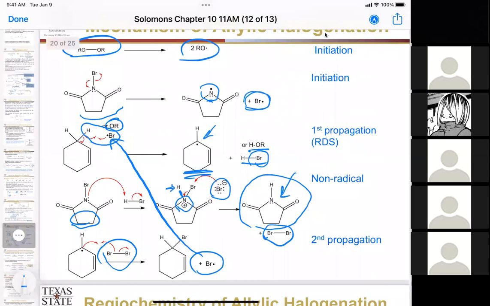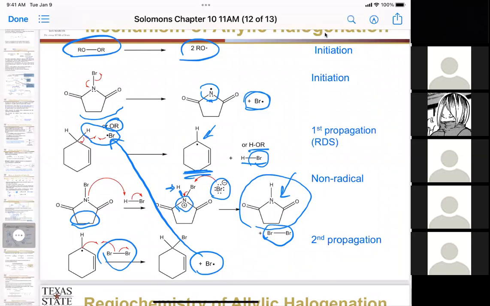Do we see why NBS only generates a little bit of bromine and a whole bunch of allylic radical? As soon as you form an allylic radical, it's going to do that, and we're going to get substitution next to a double bond, not reaction of the double bond. Okay, questions on that?